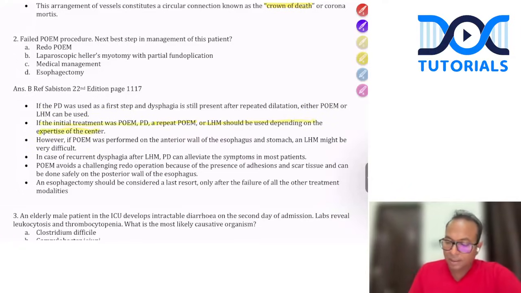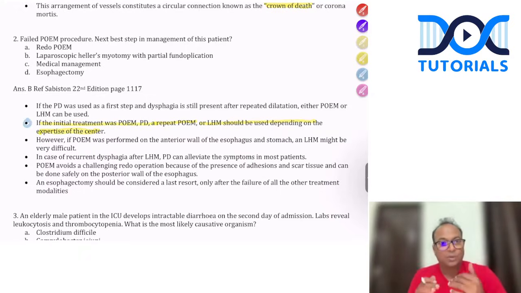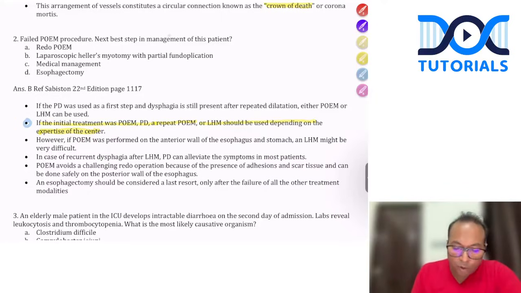The small controversy here is that I don't know the exact question. Only when you know the exact question can you answer here. For a failed POEM, the next best step is, if the initial treatment was POEM or pneumatic dilatation, a repeat POEM or laparoscopic Heller cardiomyotomy depending upon the expertise. However, if POEM was performed on the anterior wall of the stomach, a laparoscopic Heller myotomy may be difficult. Okay, this is very important. So if a POEM is performed on the anterior wall, a laparoscopic Heller cardiomyotomy may be very difficult.